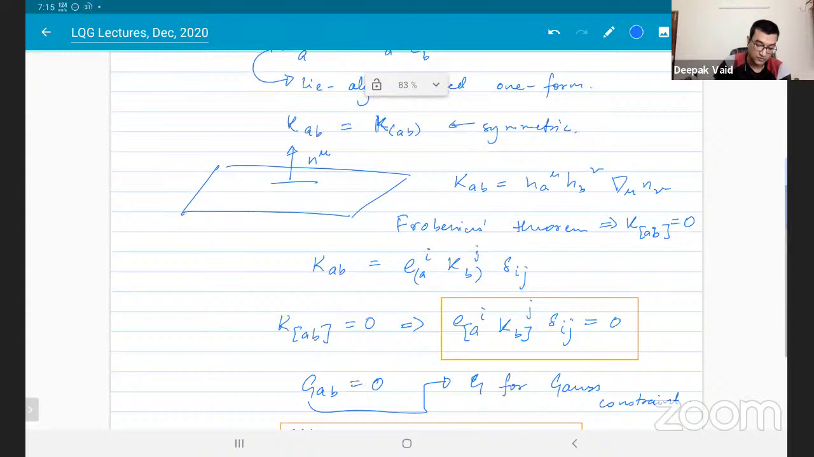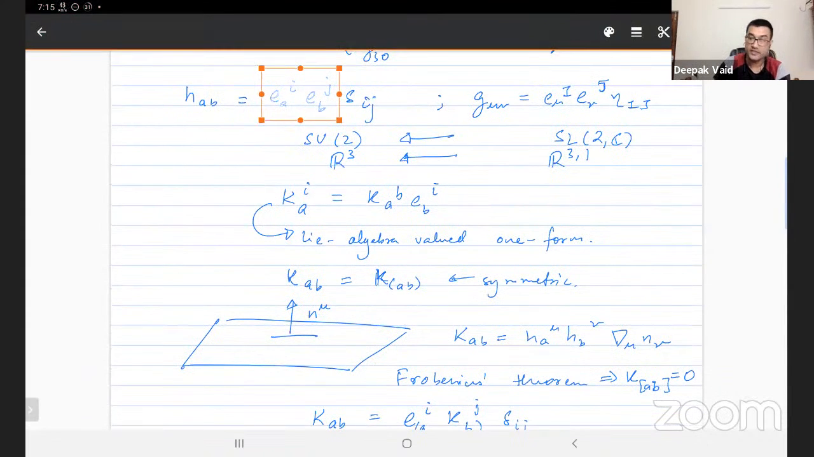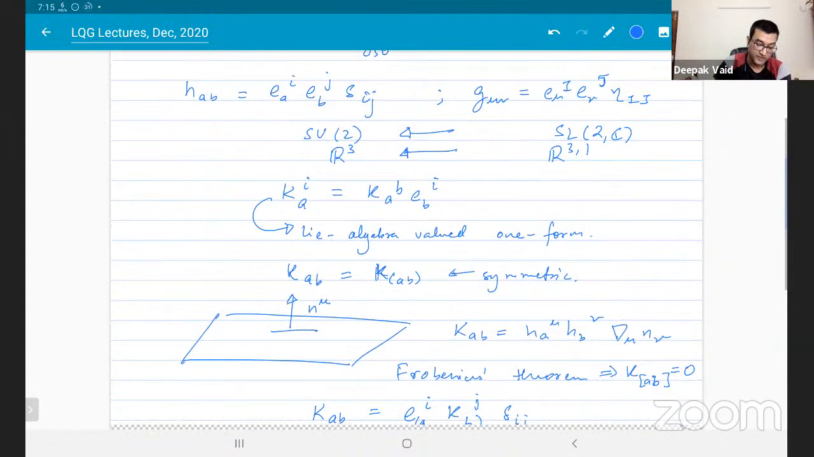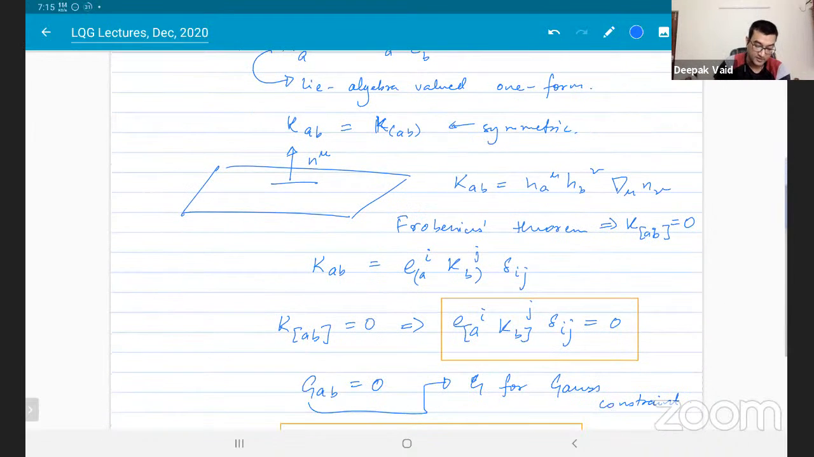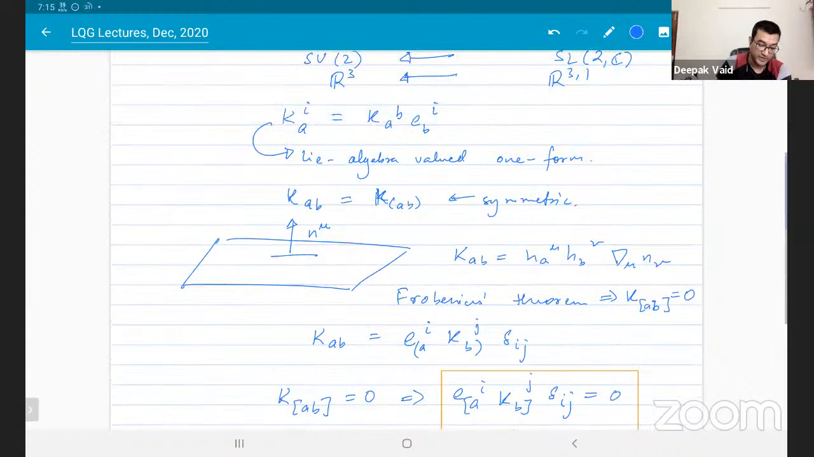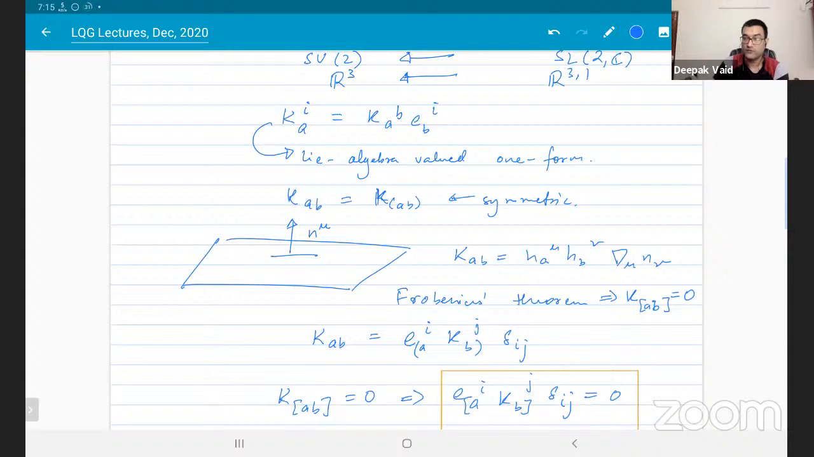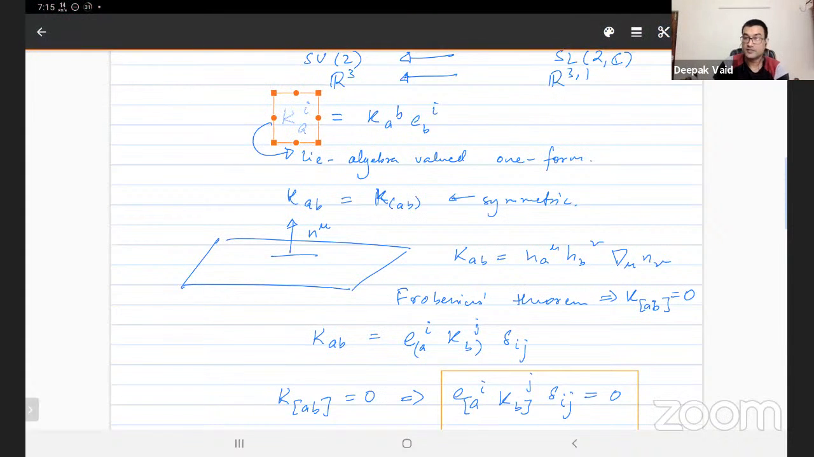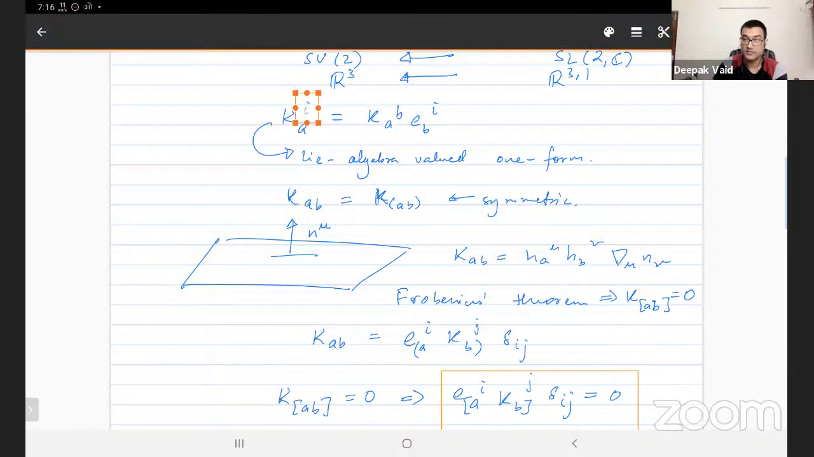So now we can write the 3 metric in terms of this triad. We can write the extrinsic curvature in terms of this triad. Here we just take the triad and we contract one index with the soldering form. We get this extrinsic curvature, which is a Lie algebra valued one form. It's a one form because it has one space-time index. It is Lie algebra valued because it has one Lie algebra index.